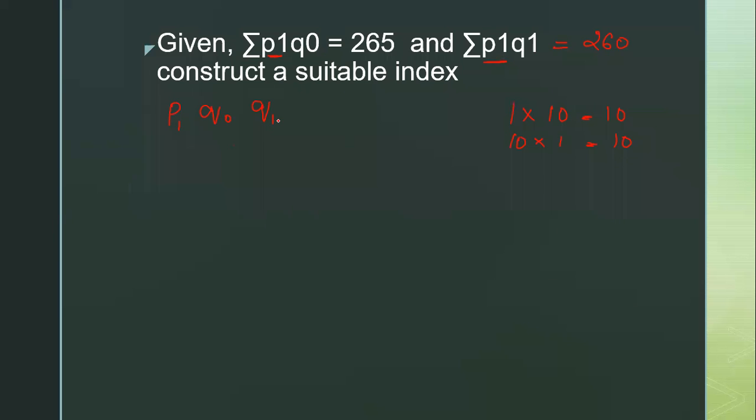So P1, the price of the current year, where you use it as weight, it is under Paasche quantity index.